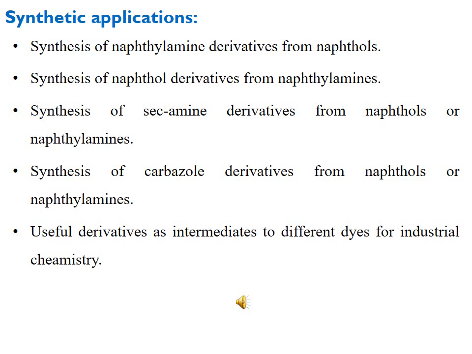This reaction has vast application in the field of industrial chemistry, because the useful derivatives are used as intermediates for different dyes, and these intermediates have been prepared through this Bucherer reaction. So this reaction is very important in synthetic chemistry and industrial chemistry, and we can prepare different derivatives of naphthylamines and so on, to check their importance in medicinal chemistry also, for the use of these molecules as new drug candidates for different diseases.